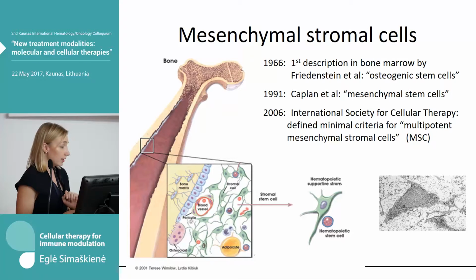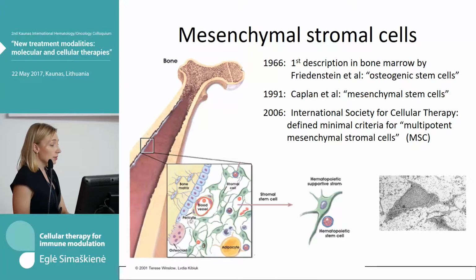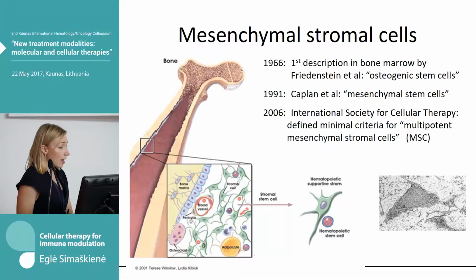In 1991, Kaplan et al. called these cells mesenchymal stem cells, and they found that these cells are similar to hematopoietic stem cells, and that they are capable of forming bone, cartilage, and other mesenchymal tissues. And from that time, there were a lot of different studies in which researchers were using different methods of isolation and expansion of these cells, and different approaches to characterize the cells.